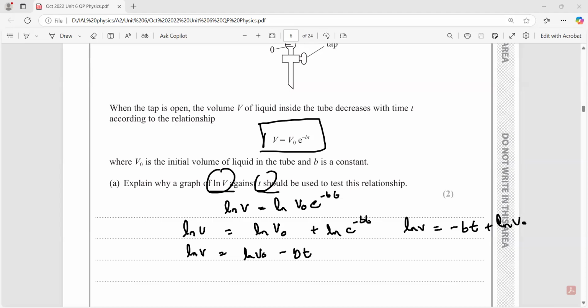Because if we test this relation, as you can see, if I compare with the equation of a straight line, which is y equals mx plus c, on the y-axis if I have ln V, on the x-axis if I have T, what will the gradient be? The gradient will be negative B, meaning the constant, and there will be a y-intercept.